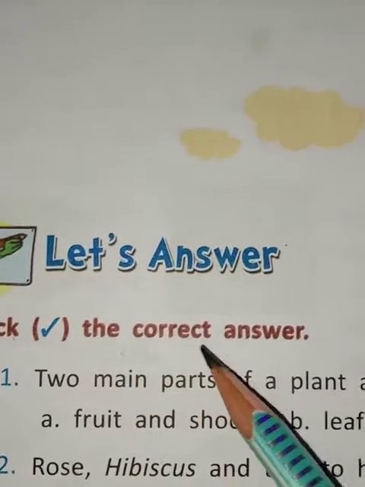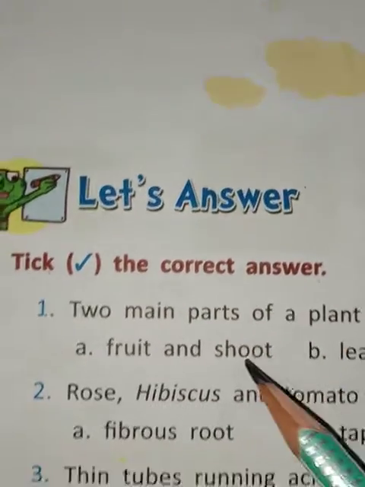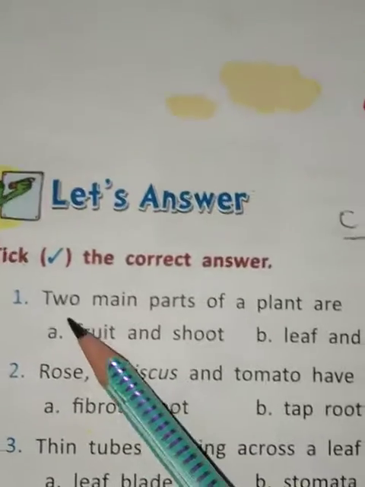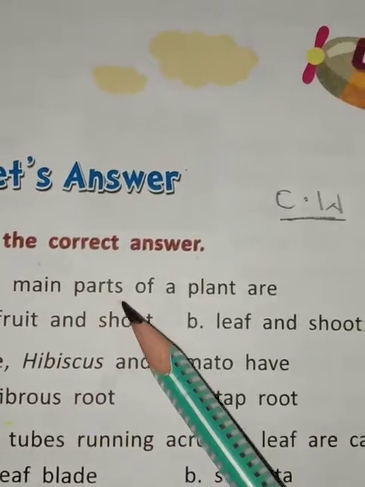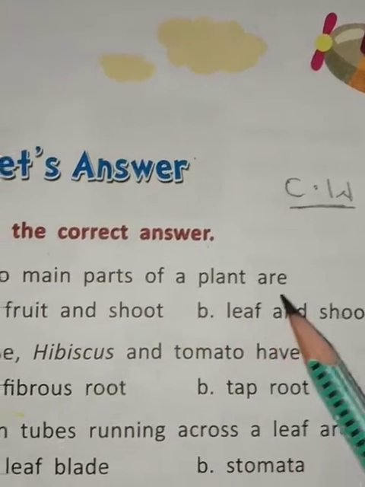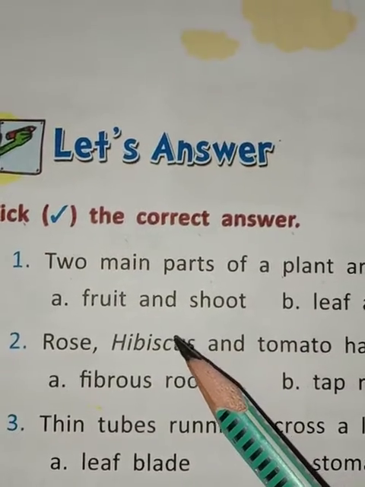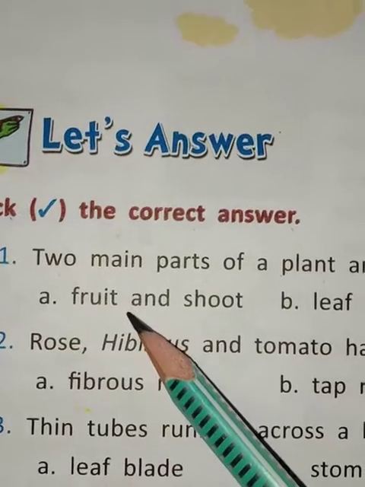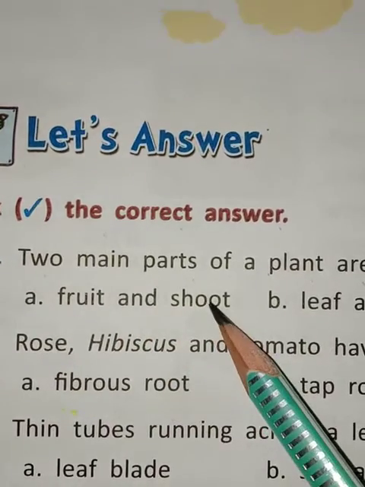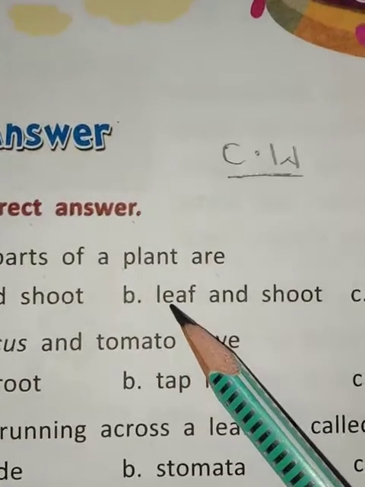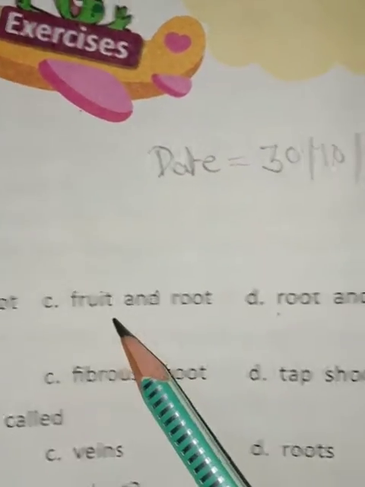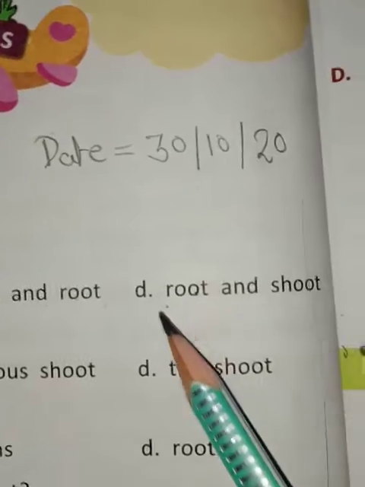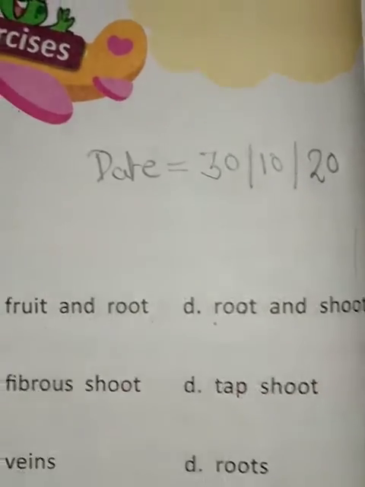Take the correct answer. Now student, the first statement is: two main parts of a plant are. Now student, you have four options. First, fruit and shoot. Now B, leaf and shoot. C, fruit and root. And D, root and shoot.